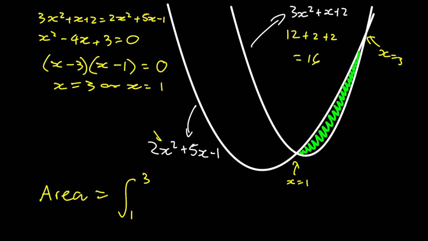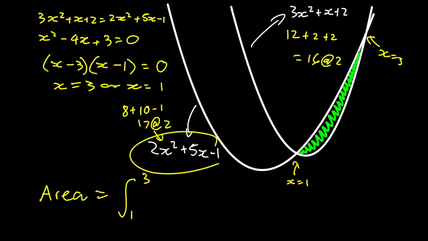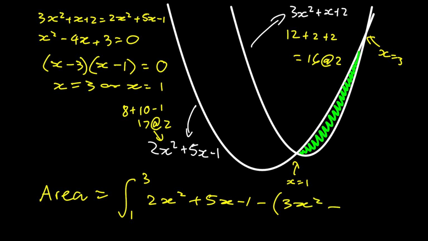Now, if we substitute in 2 over here, we get 2 times 2 squared, which is 2 times 4, which is 8, plus 5 times 2, which is 10, minus 1. So that's 18 minus 1, and that is equal to 17. So, therefore, we can see that this curve lies above this curve. And that's important because it dictates what's going to be inside our integral. We need the top curve subtracted by the bottom curve. So, if this is our top curve, then we have 2x squared plus 5x minus 1 subtracted by 3x squared plus x plus 2. And that's dx.